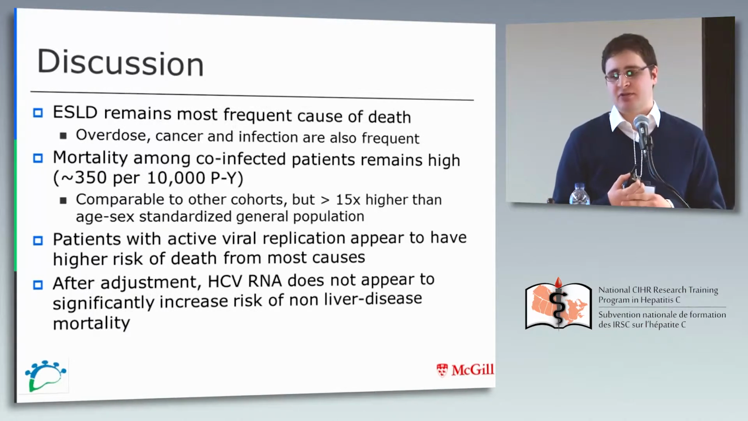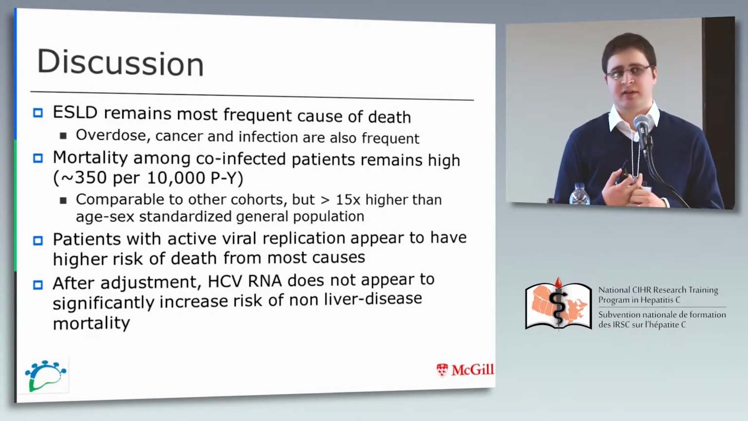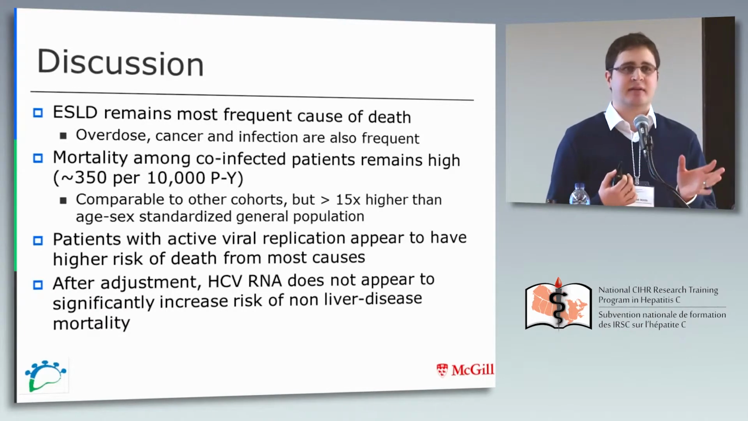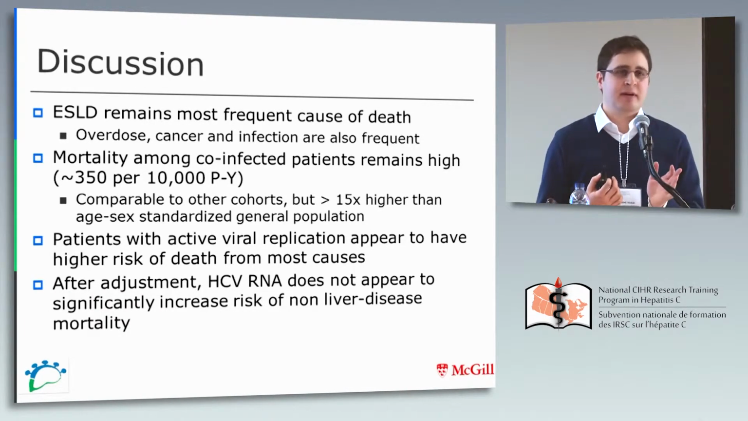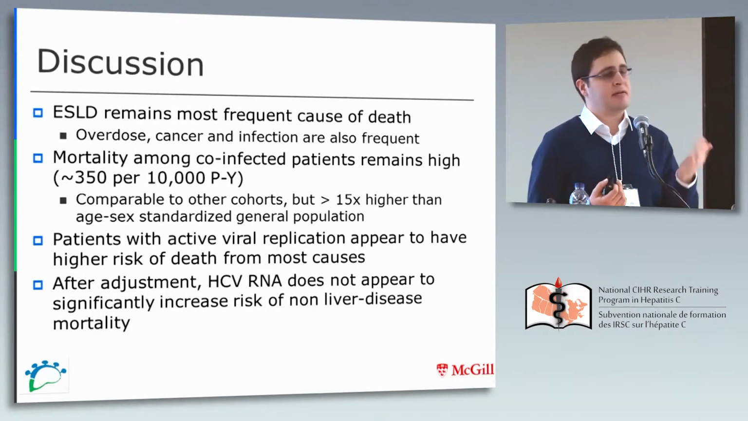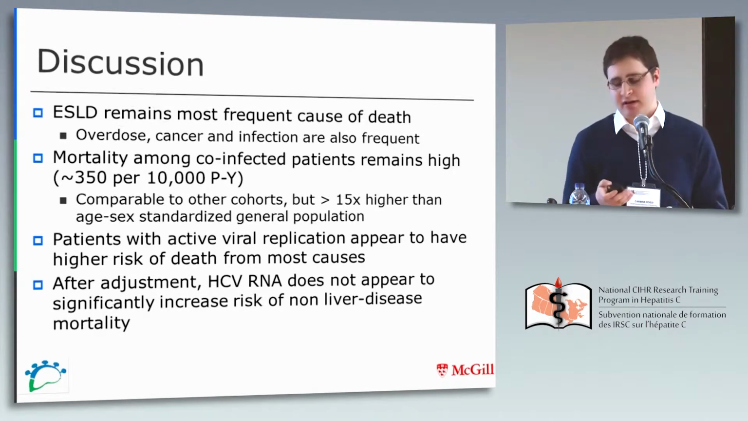It appears that patients with active viral replication have a higher risk of death from most causes. However, after adjustment, HCV RNA does not appear to significantly increase the risk of non-liver disease mortality. I just want to note that we were slightly underpowered to detect an effect for non-liver disease related outcomes. About a third of our causes of death we were not able to classify, but we're hoping in the next couple of months we'll be able to get that information and update our analysis.